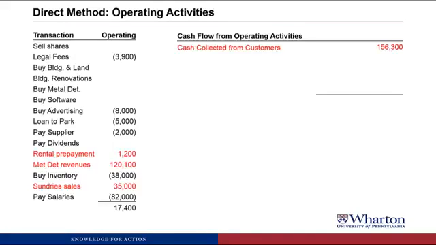Now, even though it's somewhat theoretical because companies never really report these, we're going to look at the operating activities under the direct method. So let me pull in the operating cash flow transactions. And under the direct method, all we have to do is list them. So first, I'm going to take all the cash we collected from customers. We received cash on the rental prepayment from the Penn Antiquities Club, the revenues that came in cash from metal detector rentals, and then the $35,000 of cash from the sundry sales. You add that together and we have cash collected from customers totaling $156,300.